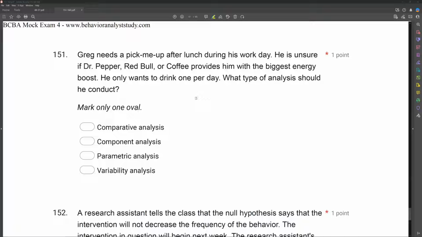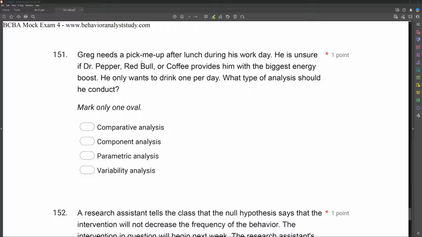Now, when you get to parametric analysis, you've identified your component, and now you're going to ask yourself, how much do I need? It's basically the dosage. If you've identified the medicine that works for you, then you need to identify how much medicine you need. If you've identified the reinforcement that works for your client, how much reinforcement do you need? That's the parametric analysis. So you need to understand all three of those.